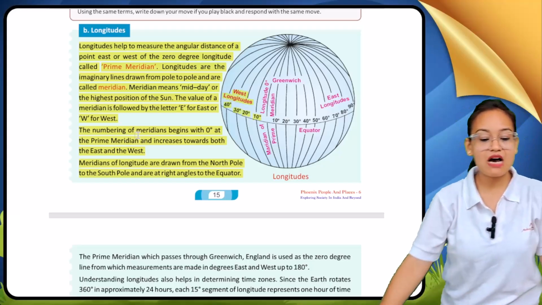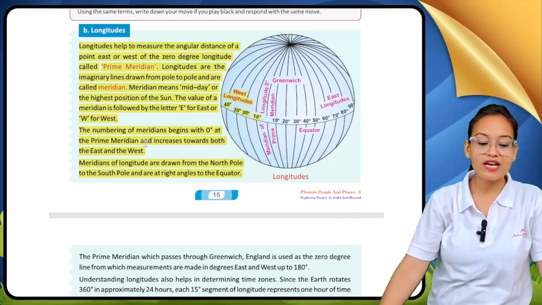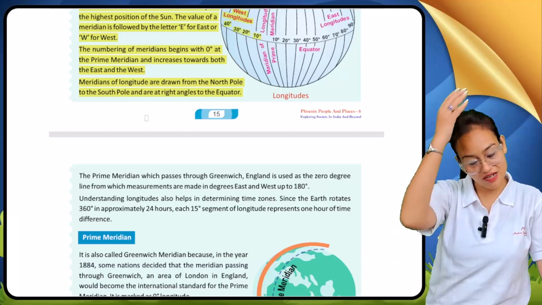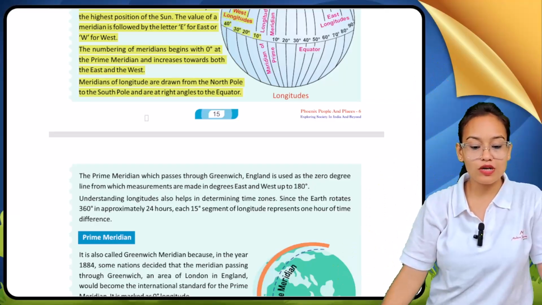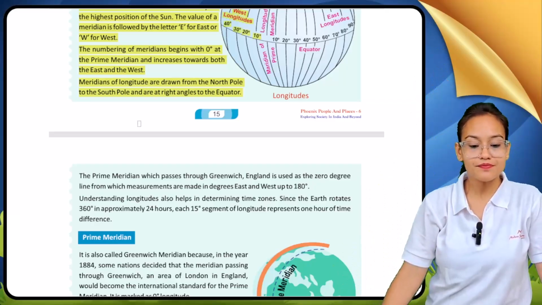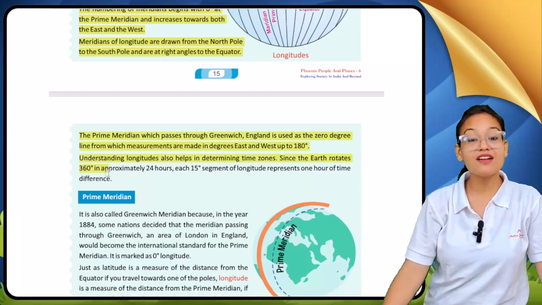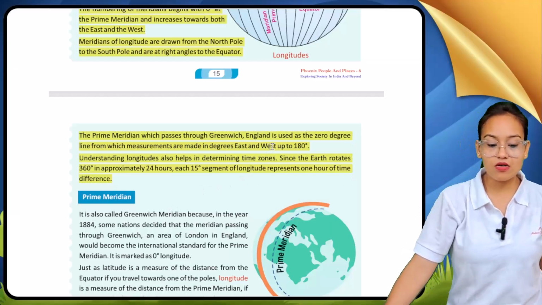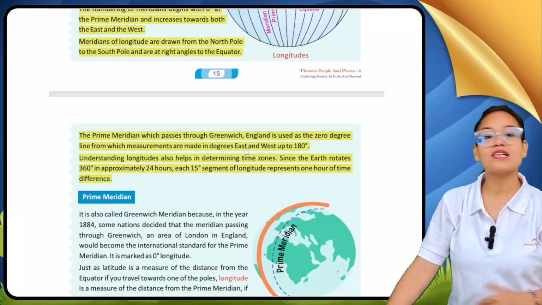Now again it increases in both the eastern and western hemispheres. Meridians of longitude are drawn from the north pole to the south pole. The prime meridian runs through Greenwich in the UK, and its degrees are measured from east to west up to 180 degrees.